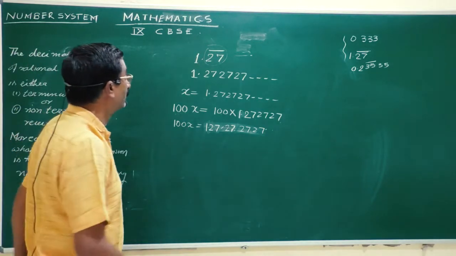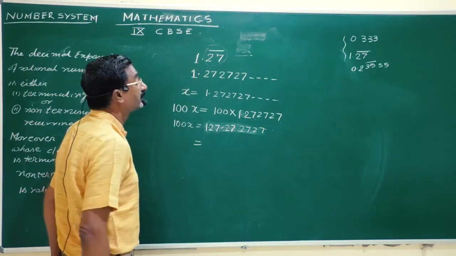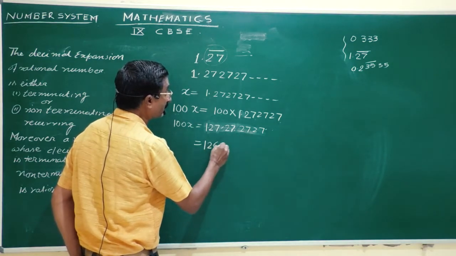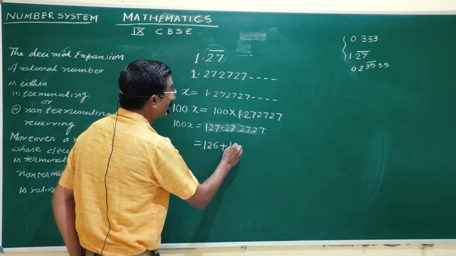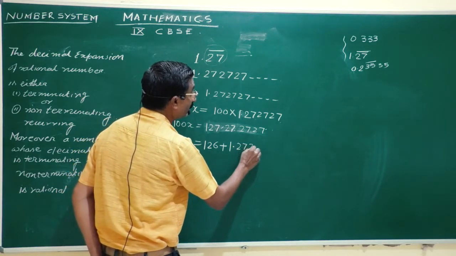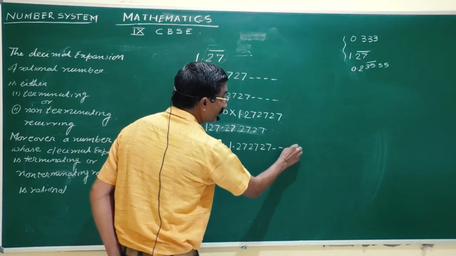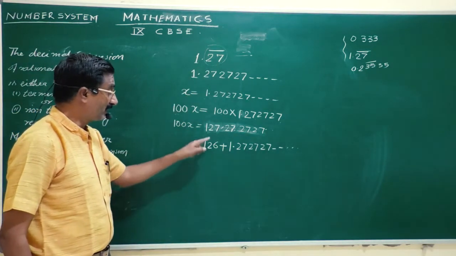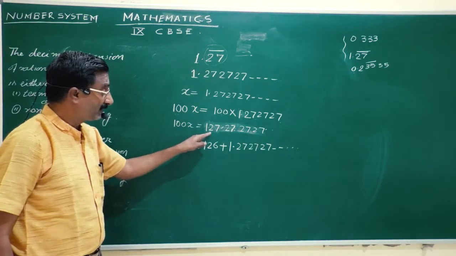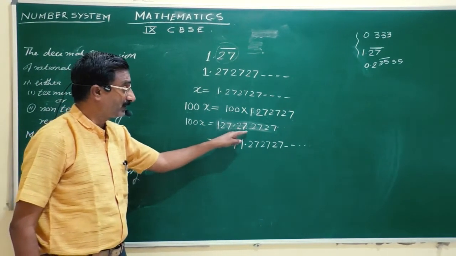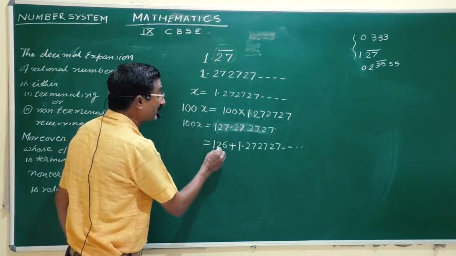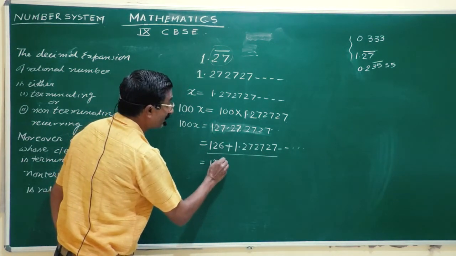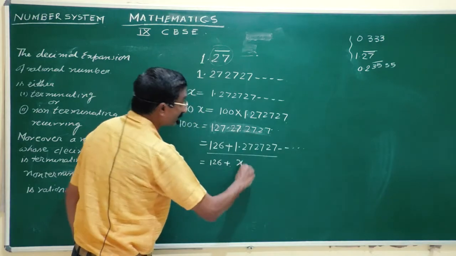Okay. So we can write 126 plus 1.272727 and so on. Why? Because we need 1.272727. So what we have to do, we have to deduct 1.27 from 127.272727. So we will get 126. So 126 plus, like this we can break. So this is equal to 126 plus x.